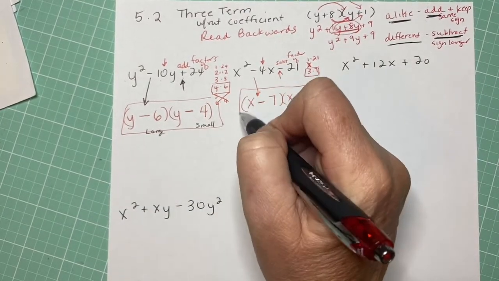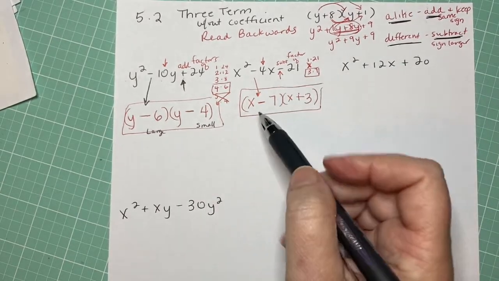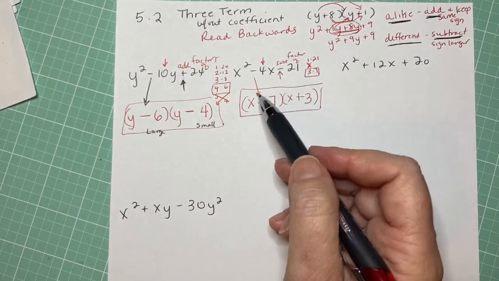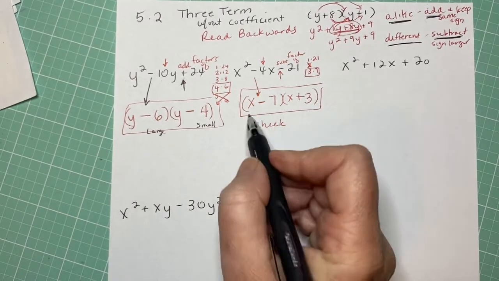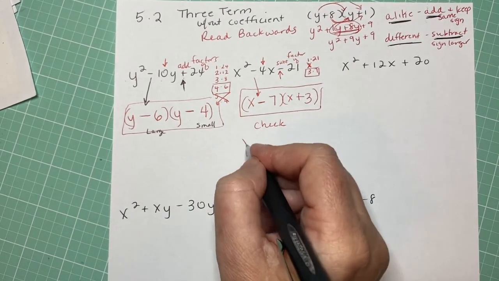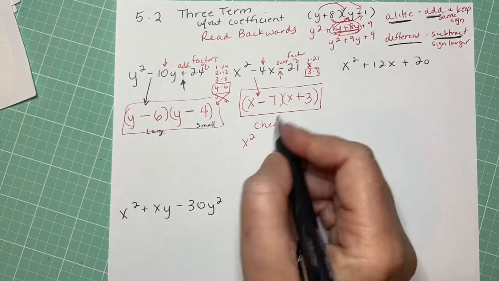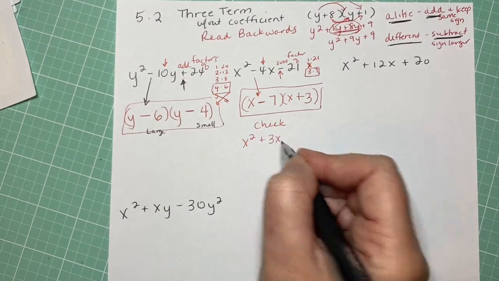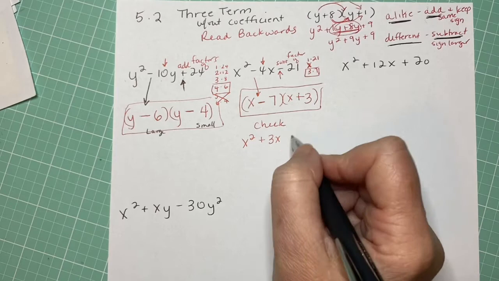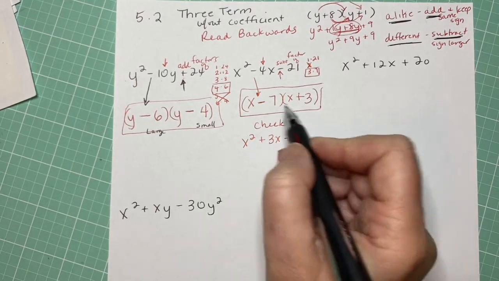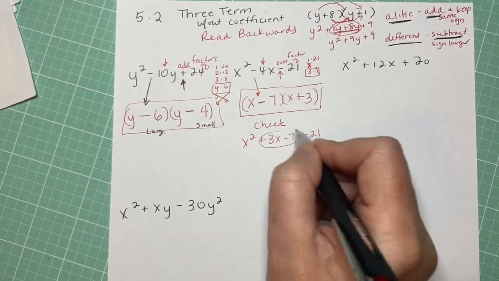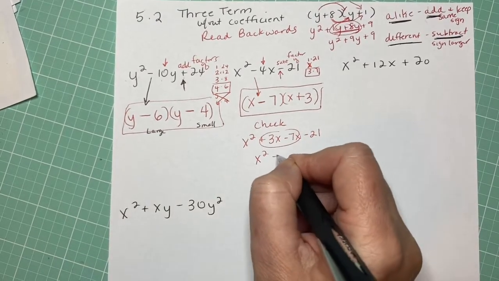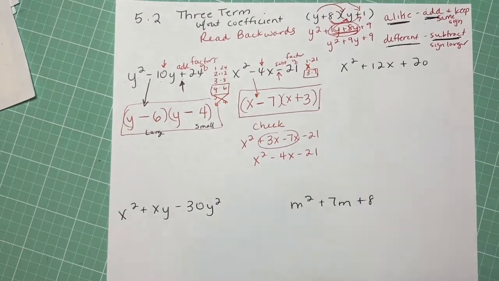And that's our answer. Now, the nice thing, I should have said this before, is you can always multiply it back out to make sure you get the right answer. So to check it, which you can do on your test, is just say x times x is x squared. X times positive 3 is a positive 3x. Negative 7 times x is a negative 7x. And negative 7 times positive 3 is a negative 21. These add together to give you that minus 4x.